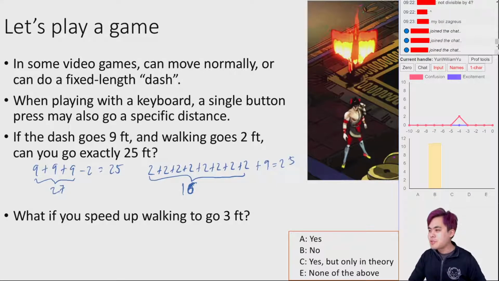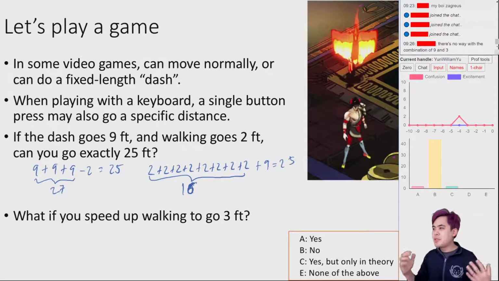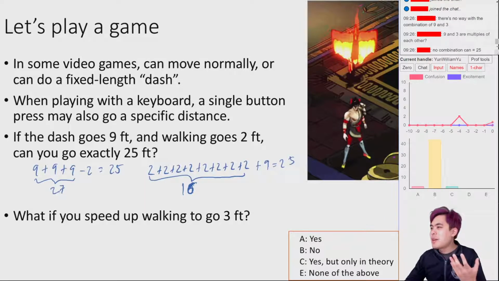Okay, so it looks like we're getting a lot of B's. Some people think only in theory, but a lot of people think that the answer here is no. But why is the answer no? Anyone want to give a guess? In the previous one, we guessed because it's something about divisibility. So we have the answer from Tiffany: there's no way with that combination of 9 and 3. There's no combination that can be 25.